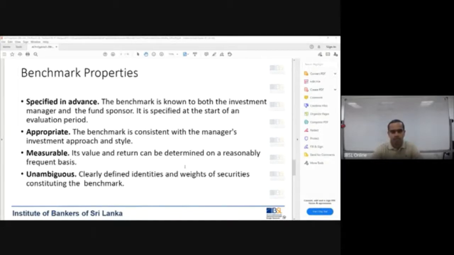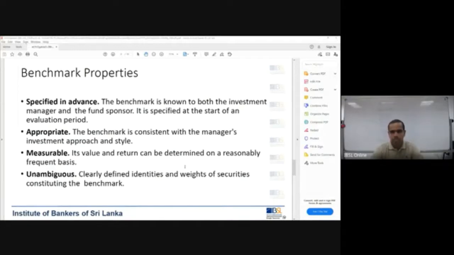The properties of a benchmark should be specified in advance, right? You have to say what the benchmark should be in advance. So if you are managing an equity portfolio, you should say your benchmark is going to be the all-share price index return during the year. And this you have to mention at the beginning, not at the end. It has to be appropriate. The benchmark is consistent with the manager's investment approach and style. So if you are managing an equity portfolio, it has to be reflective of an equity index, equity benchmark.